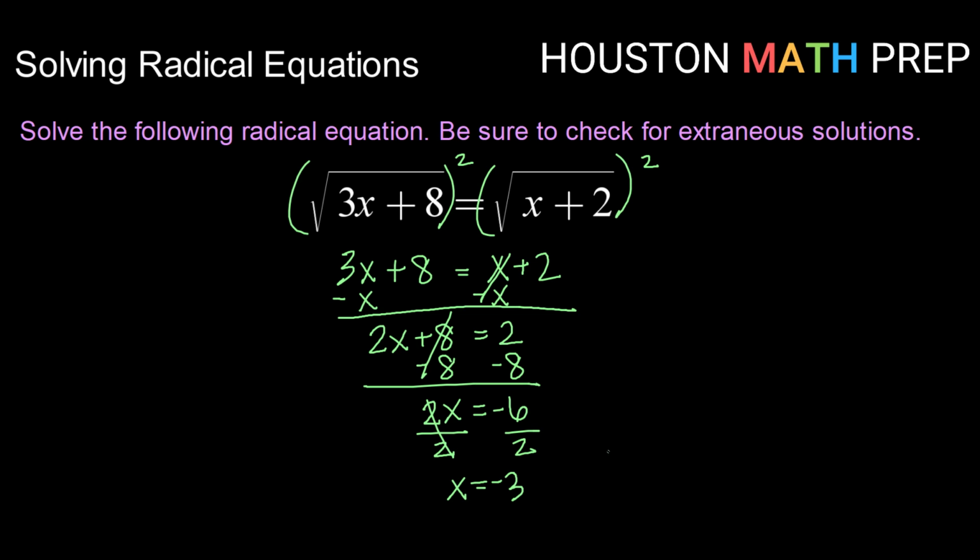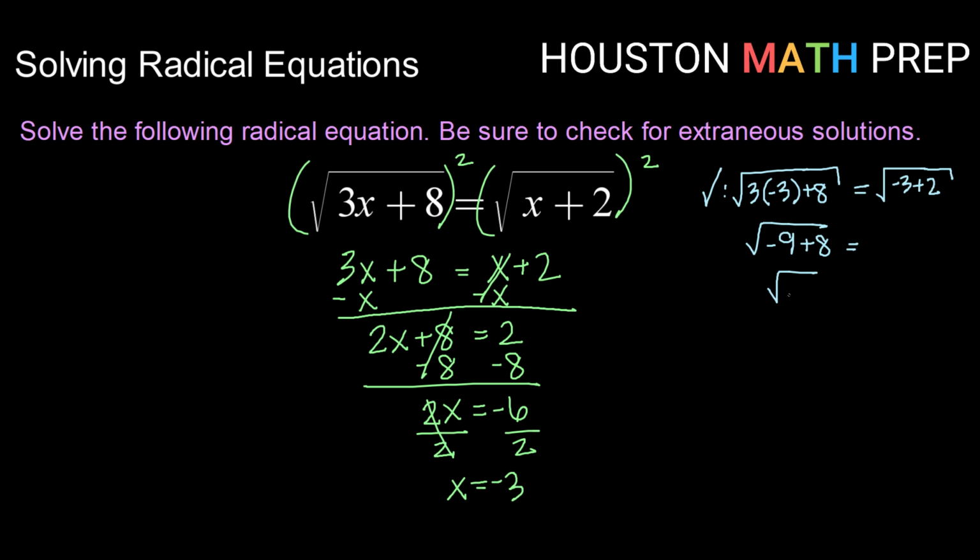Now remember, anytime we solve by squaring both sides, we need to make sure that we go back and check that that solution is actually a true solution. So doing so, plugging in 3 times negative 3 plus 8, we want to know, does that equal the square root of negative 3 plus 2? So 3 times negative 3, that makes negative 9 plus 8. Negative 9 plus 8 is negative 1.